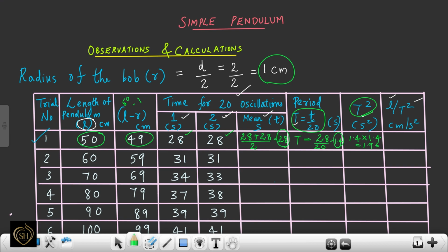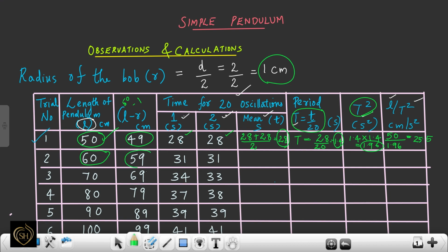Here we have the length as 50 centimeter. Therefore 50 divided by t square, 1.96. 50 divided by 1.96, answer is 25.5. Okay. Then next observation. Next trial number 2. Here the length of the pendulum is 60 centimeter.